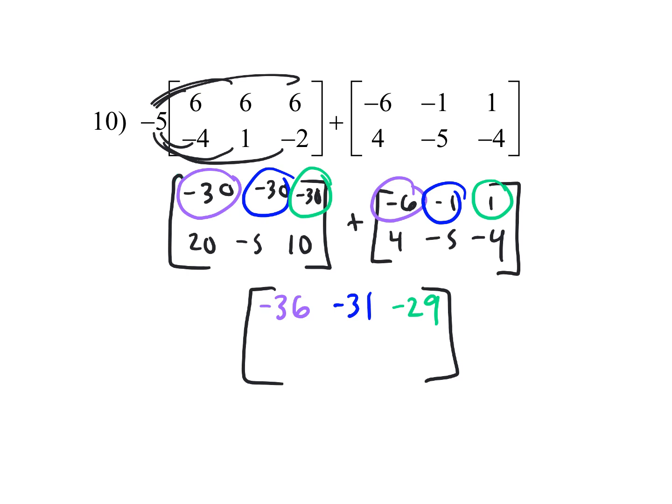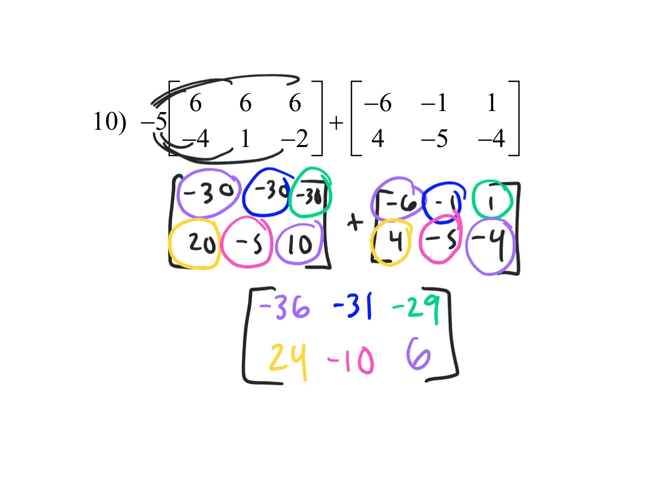Rolando, what's next? You want to help him out? You're going to get 20 plus 4, which is 24. Awesome. And then you're going to get 1 plus -5, which is -10. So it should be -5 plus -5 because we had to multiply, so the 1 became a -5. Yes, -10 is right. And then the last one I got 6. So 10 plus -4 would be 6. Awesome. Good job. Any questions?